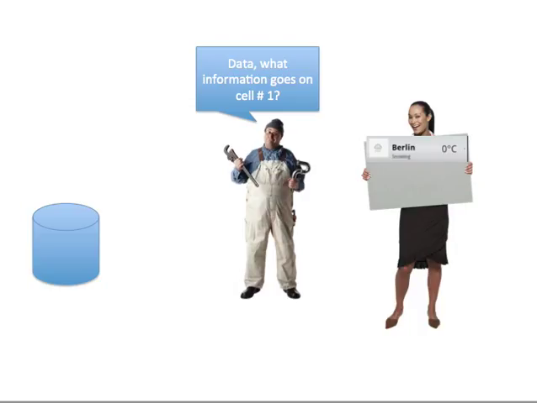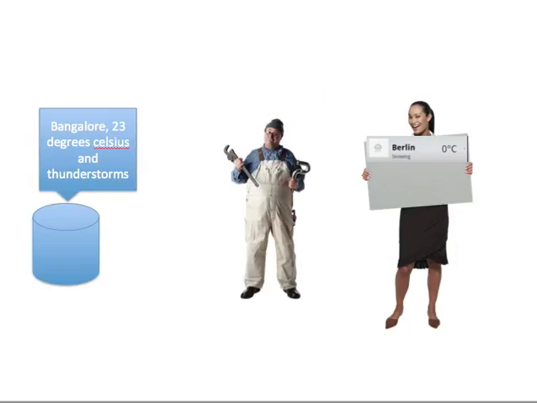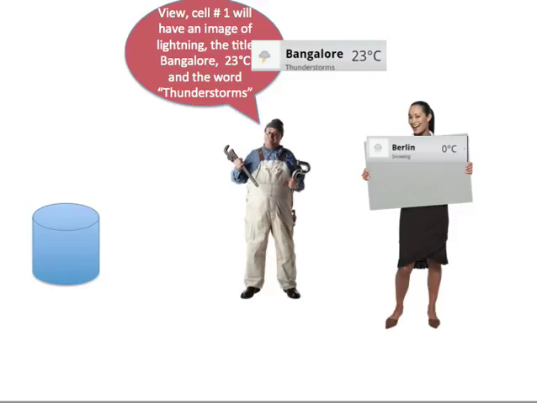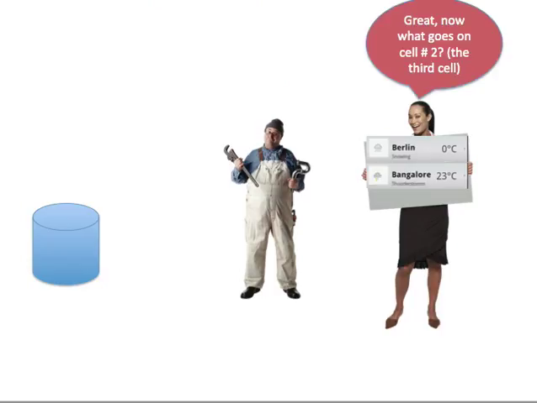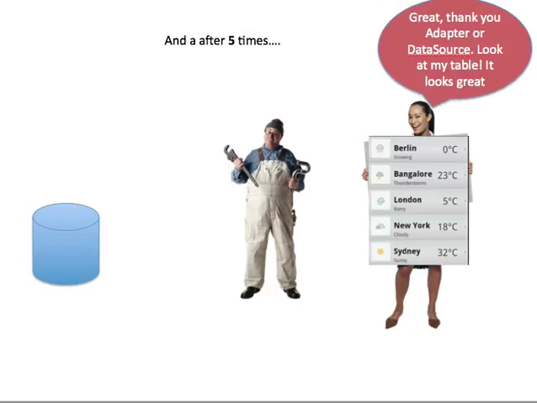The middleman here, the adapter or data source, asks the actual data what information should go there. The database or whatever responds with Bangalore, 23 degrees Celsius and thunderstorms, and the word thunderstorms. So then the adapter or data source will lay out a cell with that information and will pass it to the view, which will actually assemble it in a list. Then it asks for the second cell, or for the third cell, right? And so on and so forth.